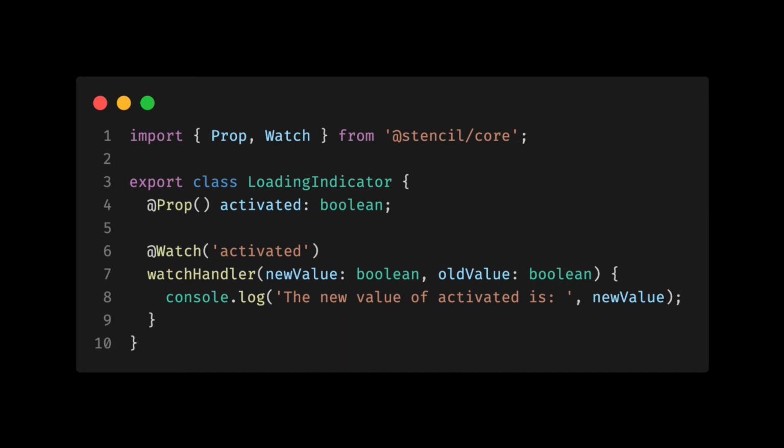When a user updates a property, we use the watch decorator to fire a handler method. This method is useful for validating props or handling side effects of a change. It's important to note that the watch decorator doesn't fire when a component initially loads.